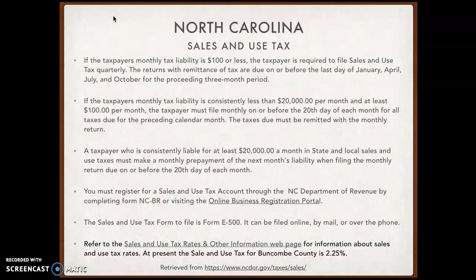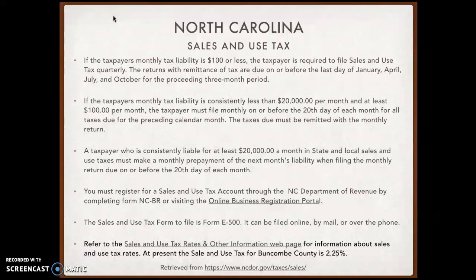return is sent in. A taxpayer who is consistently liable for at least $20,000 a month in state and local sales and use taxes must make a monthly prepayment of the next month's liability when filing the monthly return due on or before the 20th day of each month.